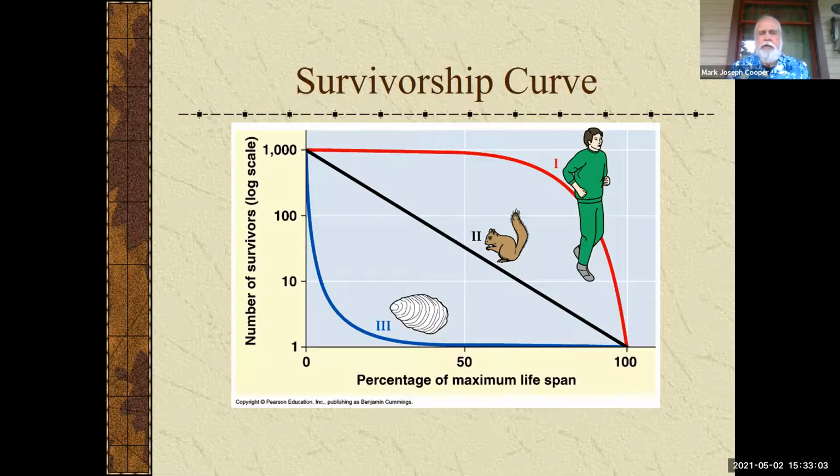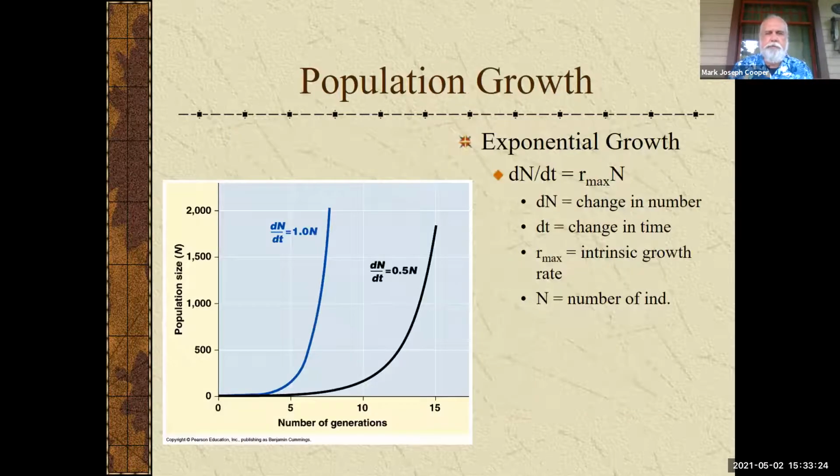Whereas on the bottom you have an oyster, and with an oyster you can see thousands are born, and not many make it to a big age. Now there are some very, very old ones that survive, but most bail very quickly. So although there's lots and lots of babies, lots of them don't make it to adulthood.